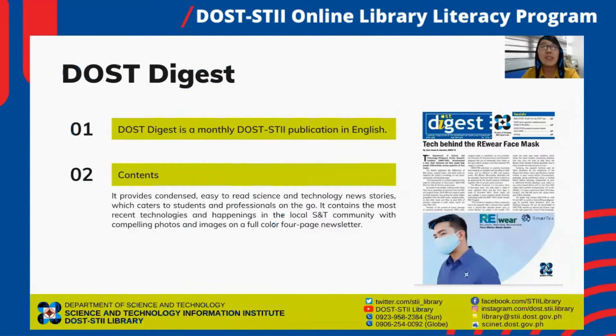Next, we have the DOST Digest, which is a monthly DOST publication. So what's inside DOST Digest? If you are looking for condensed and easy to read science and technology news stories, DOST Digest is the one for you. DOST Digest contains the most recent technologies and happenings in the local S&T community with compelling photos and images on a full-color, 4-page newsletter. So if you are a student or professional on the go, DOST Digest is the one for you.